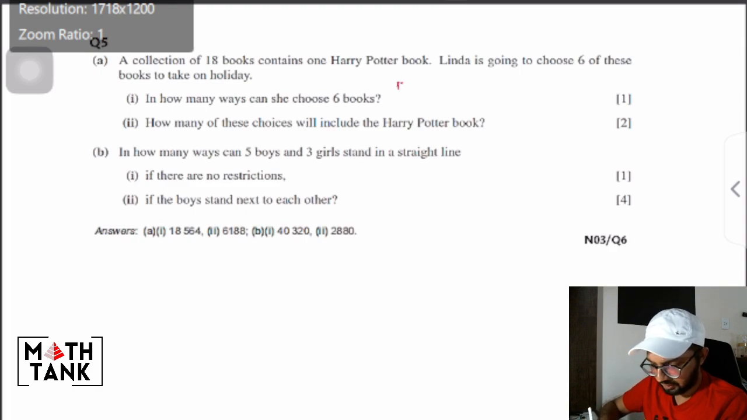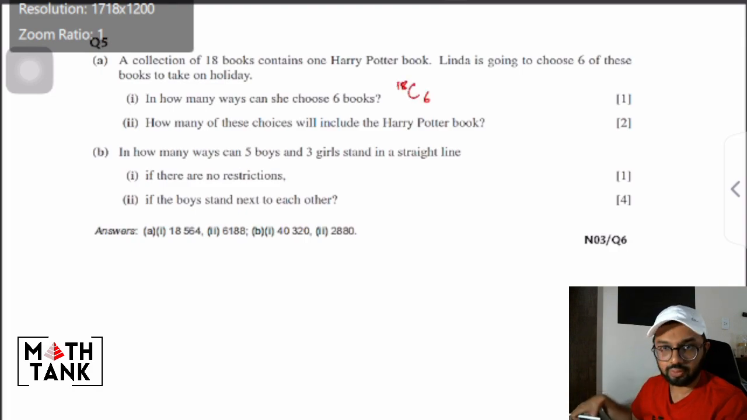In how many ways can she choose 6 books? I think that's fairly simple. 18C6. Everybody should be able to do that. 18C6 gives me 18564. How many of these choices will include the Harry Potter book?